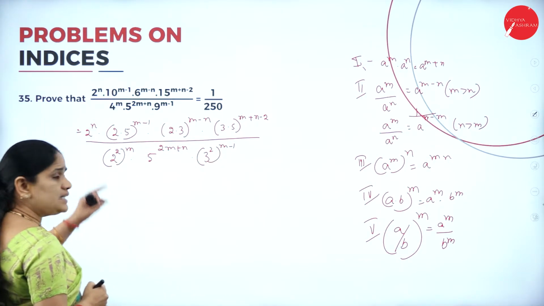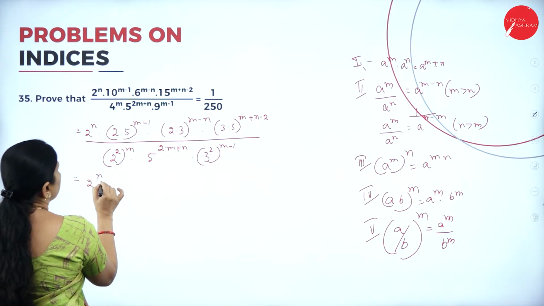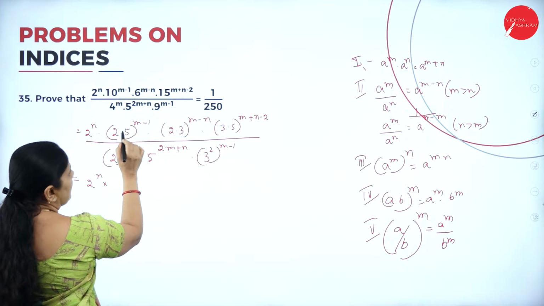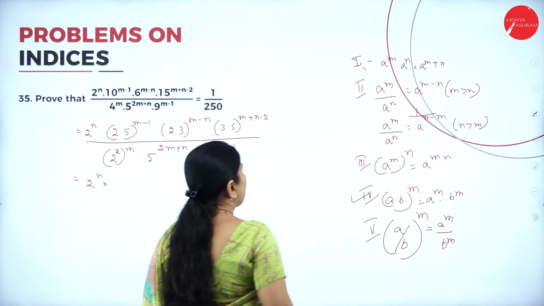So when I further simplify this, I will get the answer as 2 to the power of n into, now this is of this law 4, we can apply here.